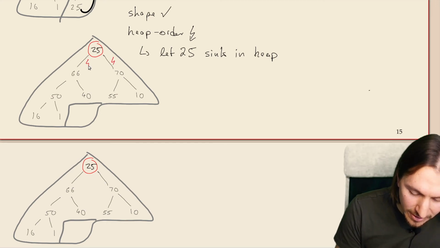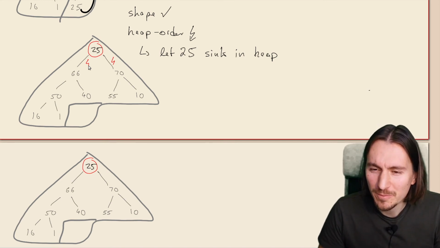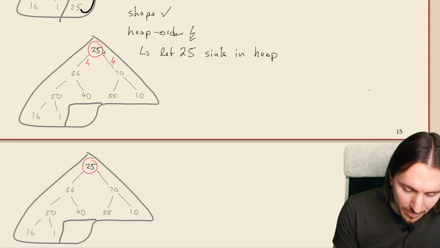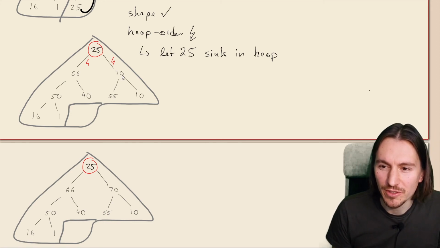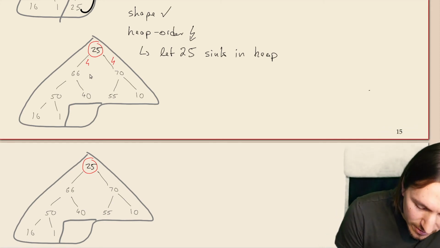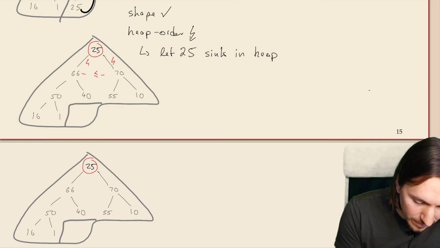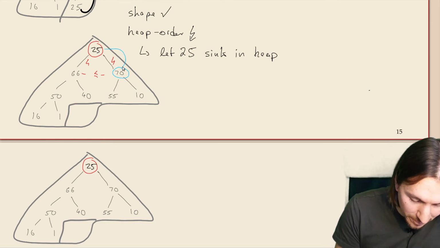It's violated here and here, but we can only put the 25 down into one of the two slots. Now, which one should we take? If we would swap the 25 with the 66 would still violate the heap condition with the 70, so we can't do this. Instead, we have to compare these two children with each other, and we take the bigger one. So that's the bigger child, so that's the one that we swap.